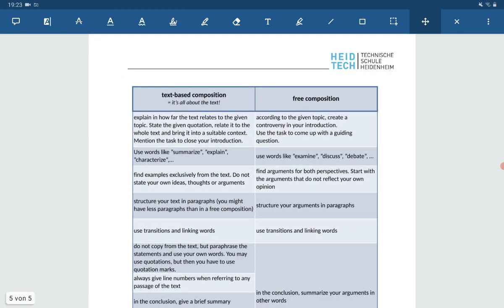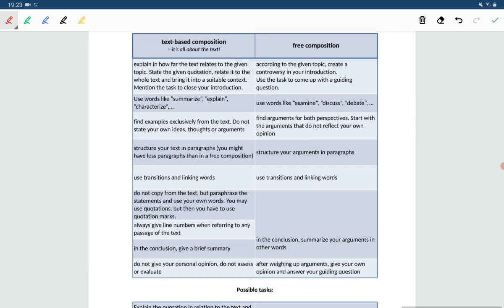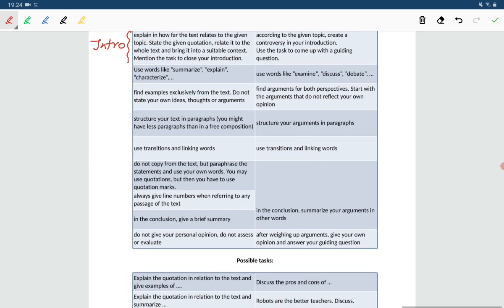Now, to make sure you have understood the most important elements, I'm going to point out some things again. We take a look at the left-hand side. It's all about the text-based composition. You explain in how far the text relates to the given topic. State the given quotation related to the whole text and bring it into suitable context. You mention the task to close your introduction. This is all about your intro. Everything happens in your intro. You use high-style words like summarize, like explain, characterize to show that you have understood your task and to show that you can express yourself clearly.